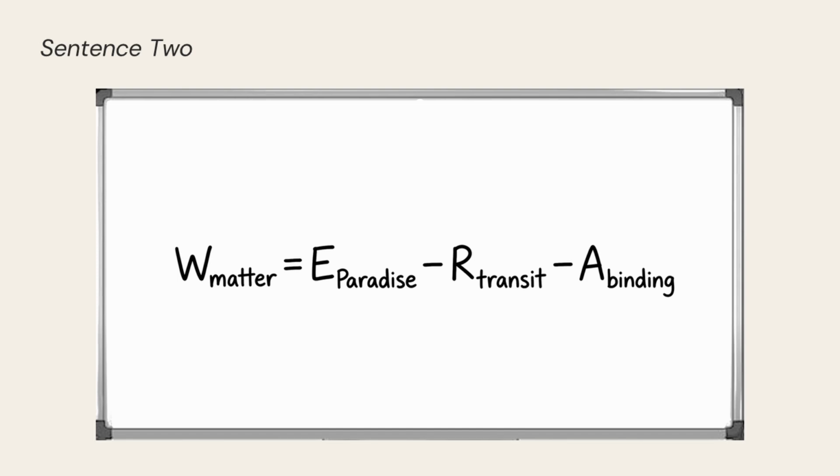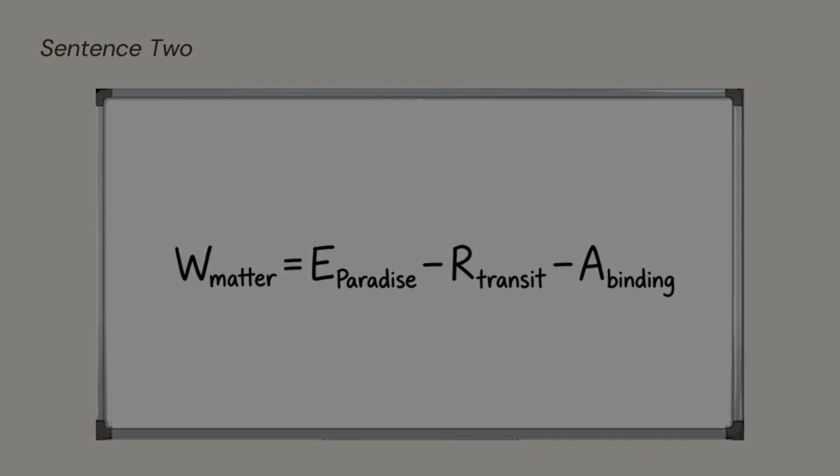E paradise is the energy expended in bringing the parts of matter together from paradise. R transit is the resistance of the forces overcome in transit. A binding is the mutual attraction exerted by the parts of matter on one another. Einstein's equation has no origin term. Energy and mass are interconvertible anywhere, with no reference to where the energy came from.